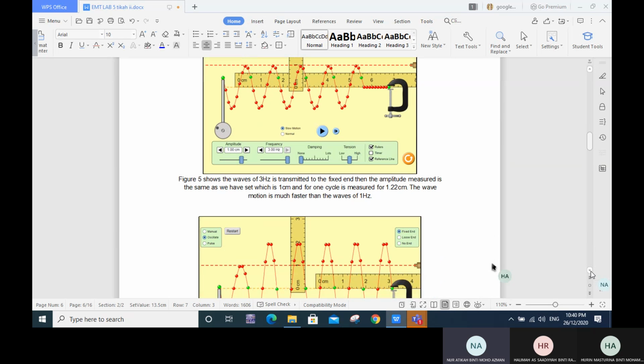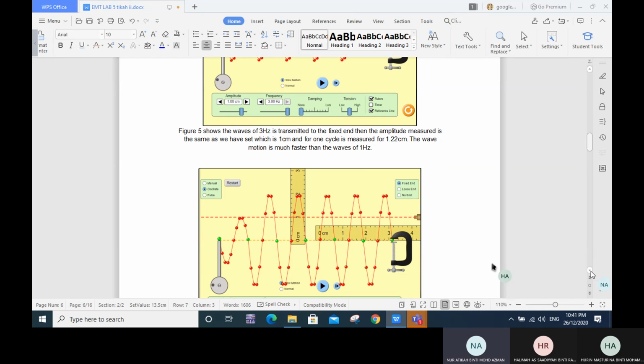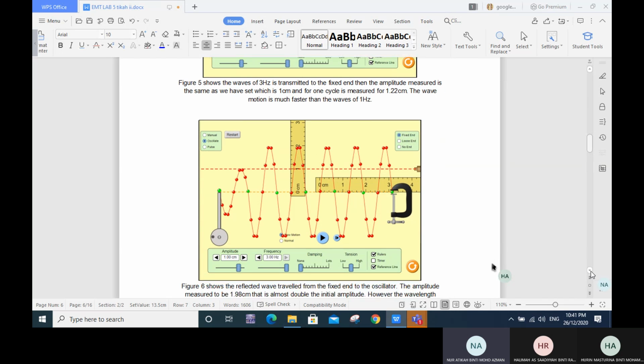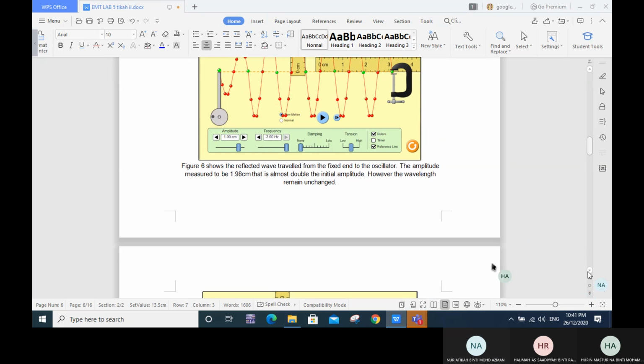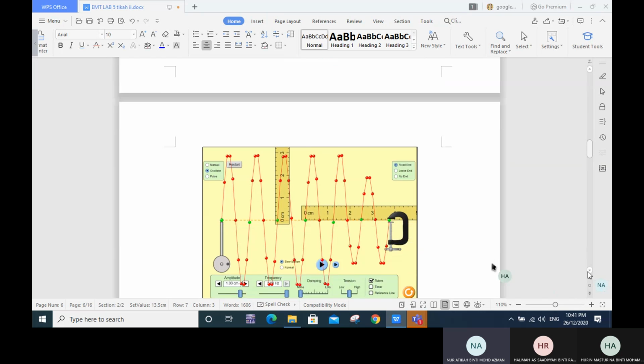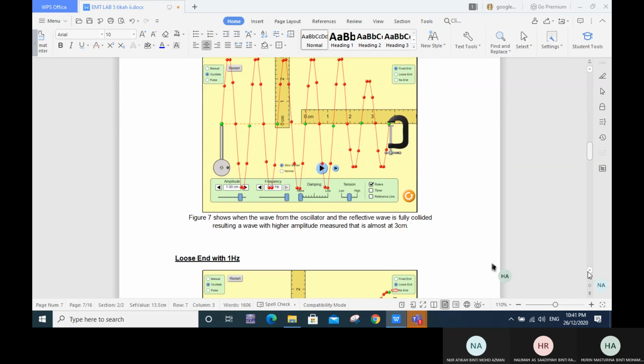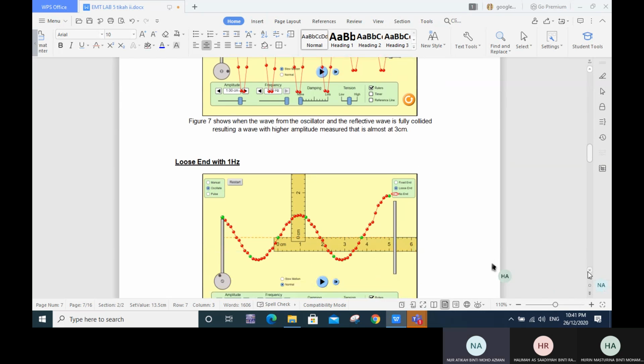Figure 5 shows the difference of the 3 Hz setup. And the other results for the wave are the same as with the fixed end, where the wave keeps on increasing in amplitude. Next, we change the end type to loose end. Loose end with 1 Hz.